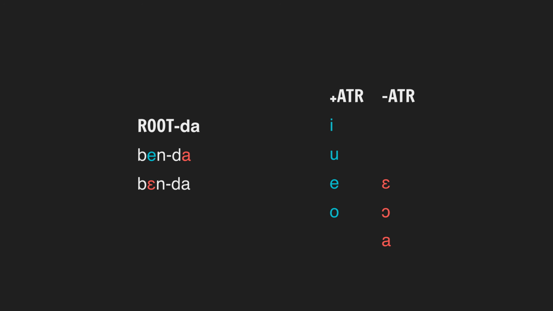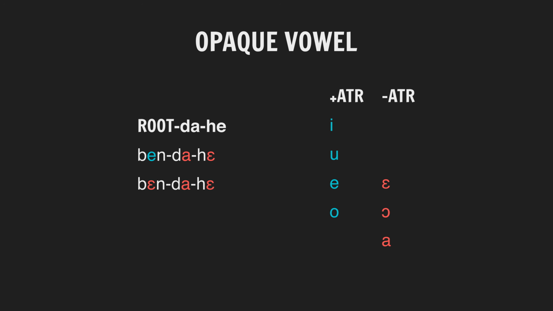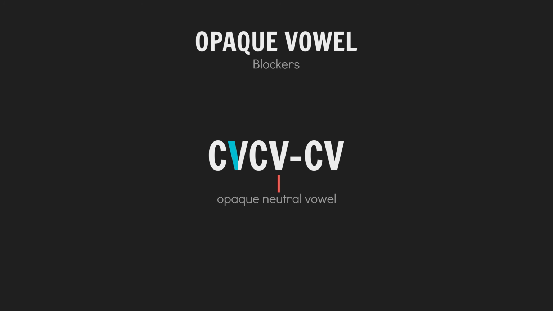Benda, benda. And if other vowels follow that low vowel a, they agree with it and not the root. Bendahe, bendahe. This is a classic example of the first type of neutral vowel, the opaque vowel. Opaque vowels, aka blockers, resist undergoing harmony and instead start up a new harmony of their own.